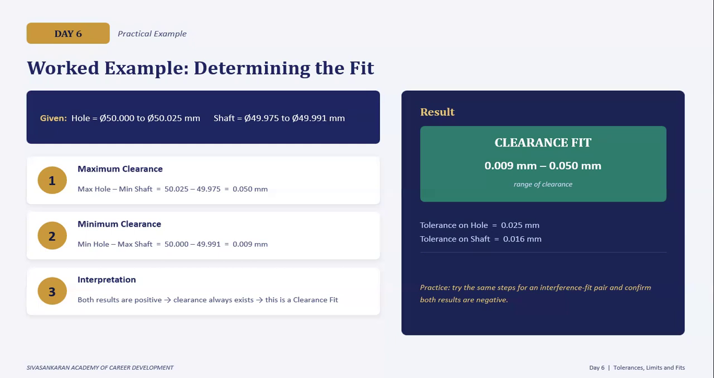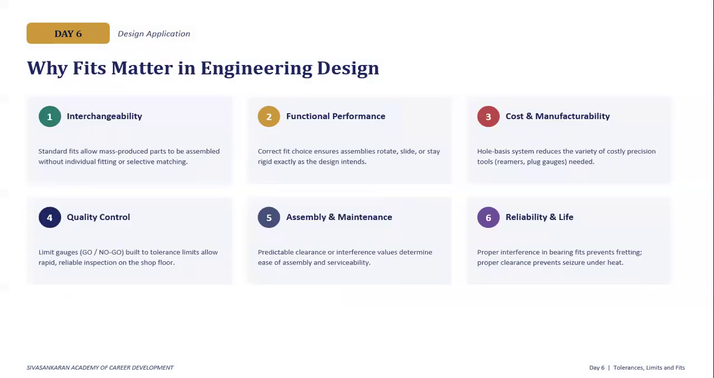This type of calculation is very important for understanding how actual manufacturing variations influence the final assembly. Now, why are tolerances and fits so important in engineering design? First, they provide interchangeability. Standard fits allow mass-produced components to be assembled without individual fitting or selective matching. Second, the correct fit ensures functional performance. Components can rotate, slide, or remain rigid according to the design requirement.